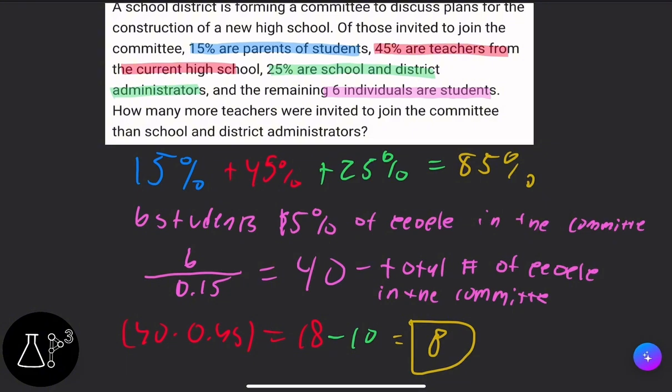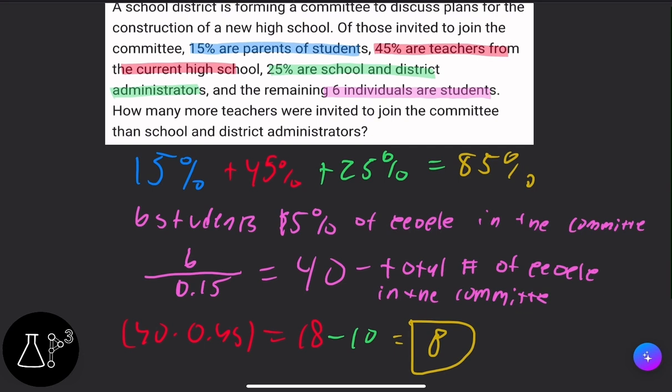It is important that you understand that 6 is part of the percentage, because out of everybody that was in the committee, they give you percentages of the parents, teachers, and administrators. They don't give you the percentage of students. And if you add all the percentages, you get 85%.